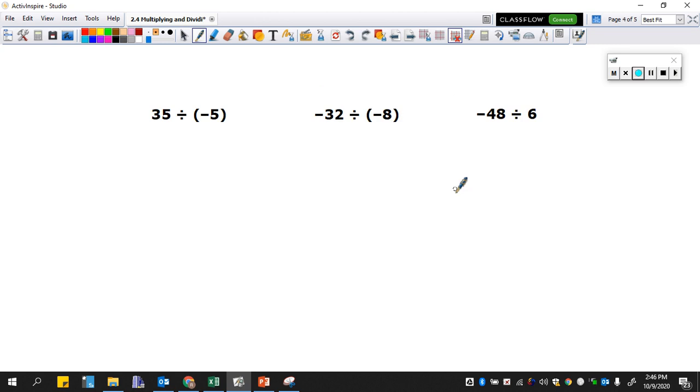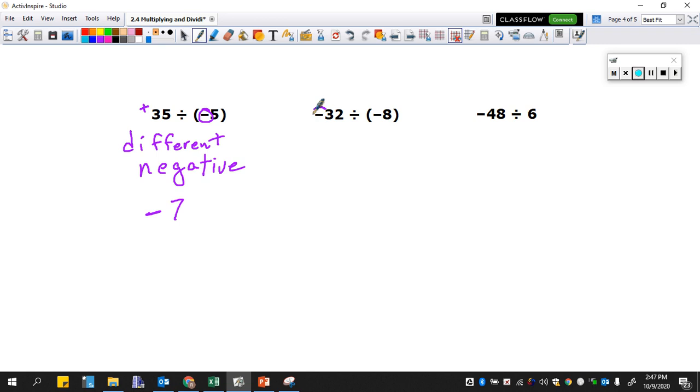All right, now we're talking about division. 35 divided by negative 5. So this is a positive 35. This is a negative 5. So the signs are different, so the answer is going to be negative. And 35 divided by 5 is 7, because 7 times 5 is 35.